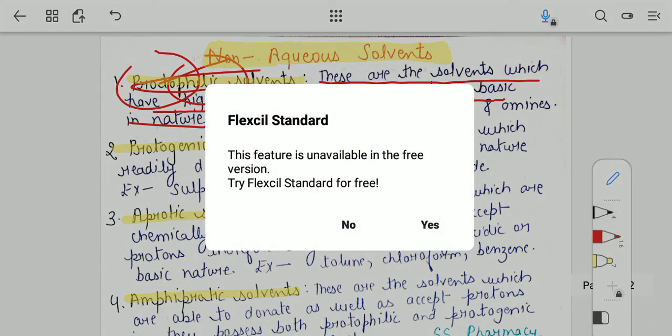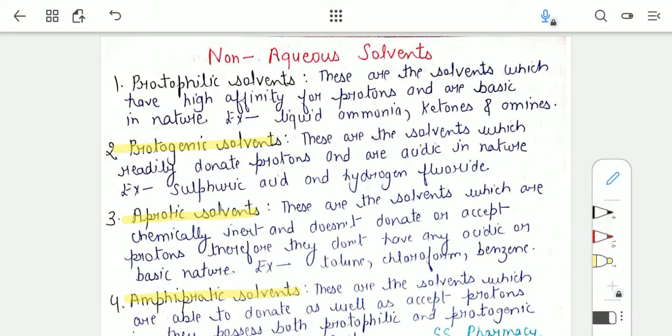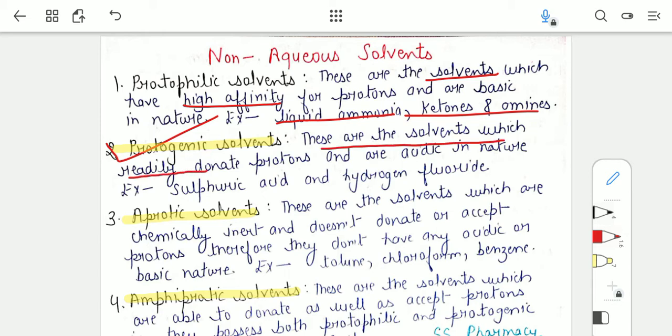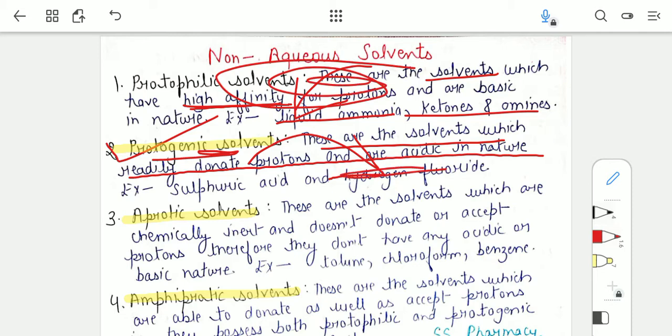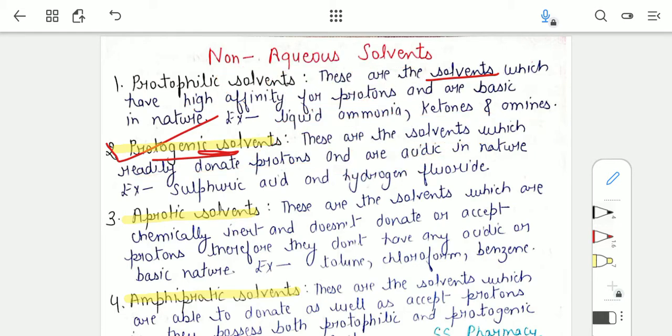From the name itself it is clear that these are the ones which are proton loving. These are the solvents which have high affinity for protons and are basic in nature. Examples: liquid ammonia, ketones and amines. Now the next one is protogenic. These are the solvents which readily donate protons and are acidic in nature. This is the opposite one. Protophilic have high affinity, which means they readily gain protons, and protogenic are those which readily donate. Protophilic are basic in nature and protogenic are acidic in nature. The difference can also be asked in the examination. Examples of protogenic solvents are sulfuric acid and hydrogen fluoride.